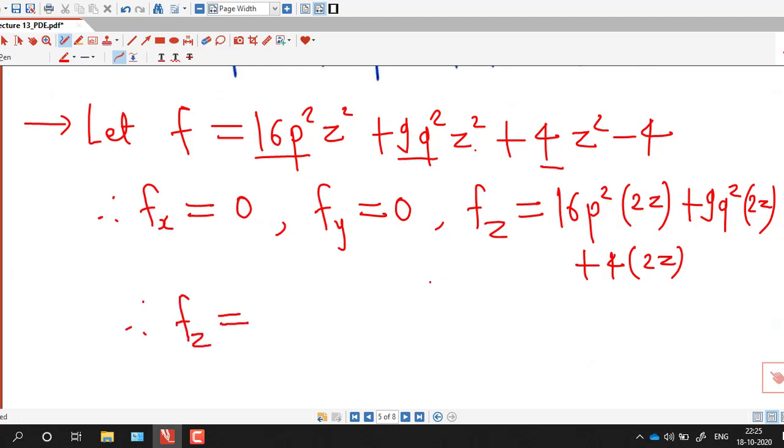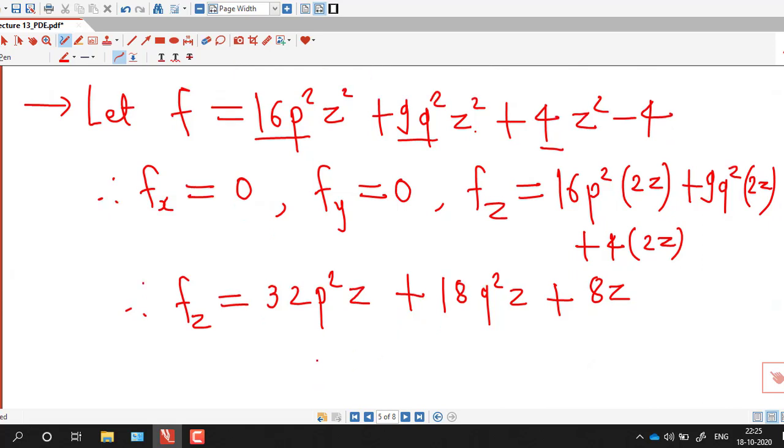So we rewrite this again. This is going to be 32 times p square z plus 18 times q square z plus 8z. 16 into 2, 32 times p square z, plus 9 into 2, 18 times q square z, plus 8z.